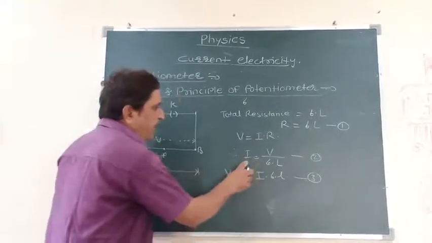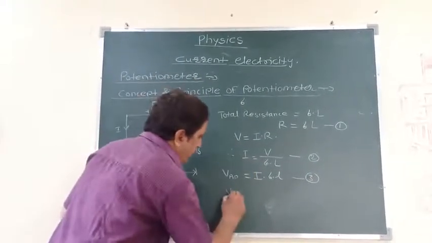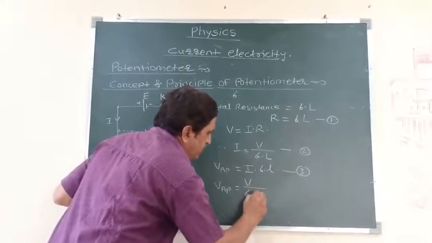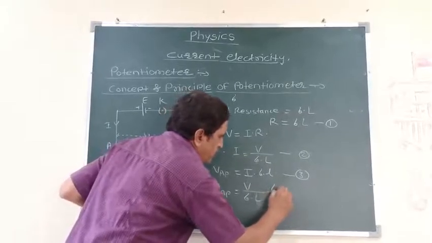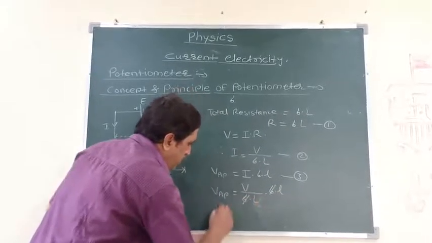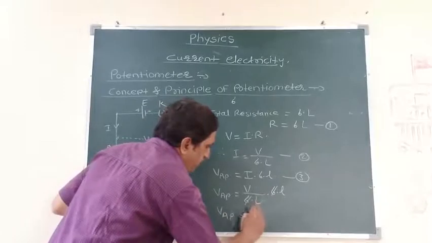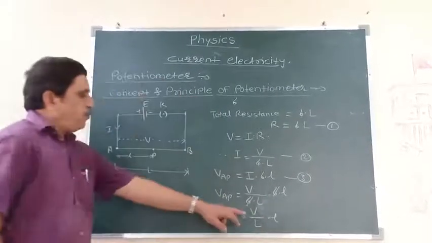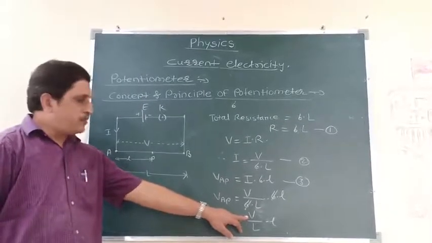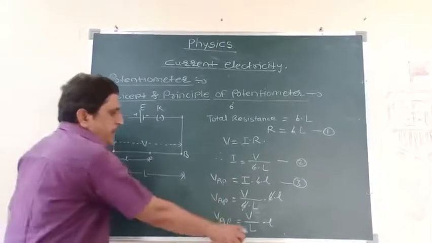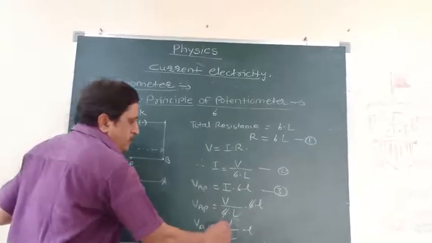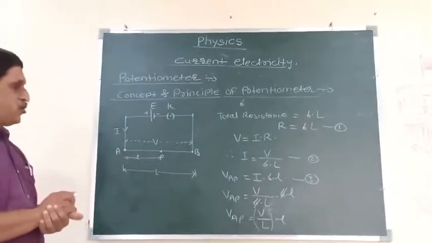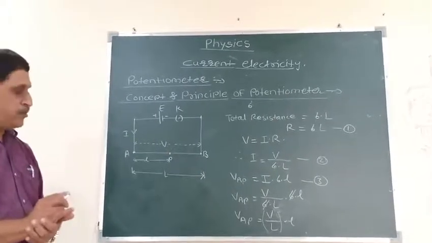If we put the value of I in this equation 3, we can write VAP is equal to V divided by sigma into L, into sigma into small l. Here sigma gets cancelled. Therefore VAP is equal to V divided by capital L, into small l. Now V means total potential difference between two ends of the wire. Capital L is the total length of the wire. Now this one is the constant. That constant is known as potential gradient. That means voltage drop per unit length of the wire.